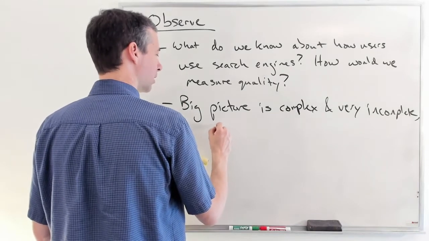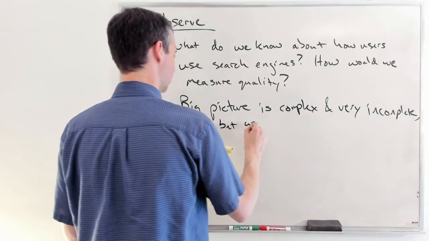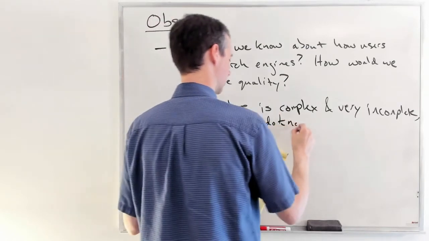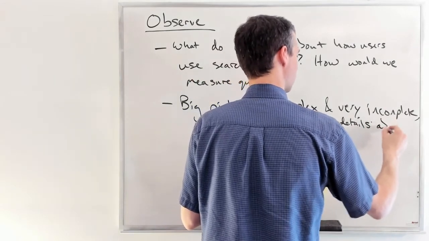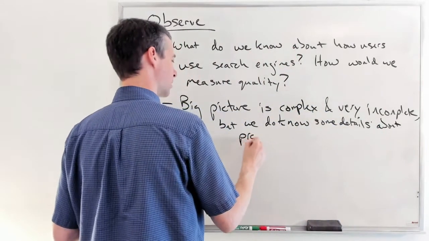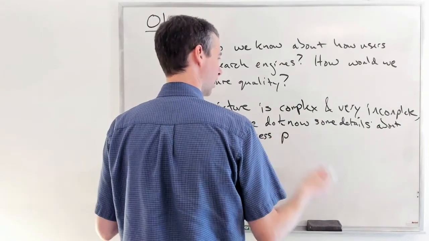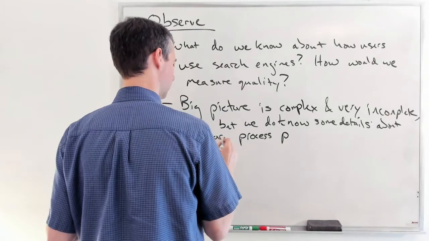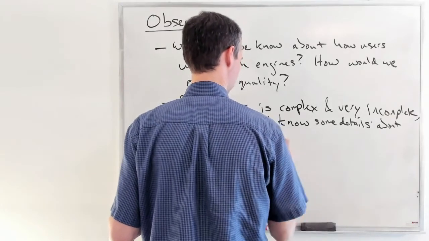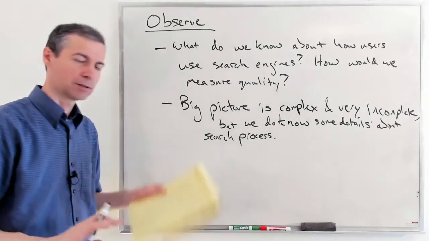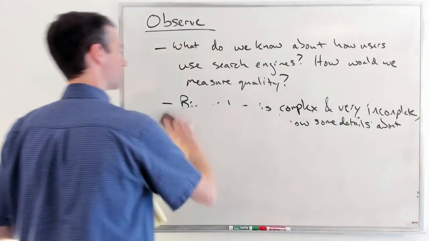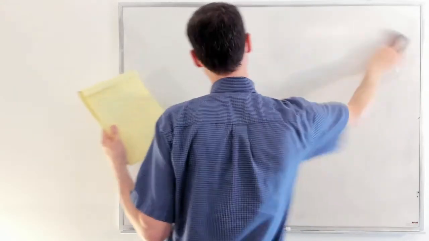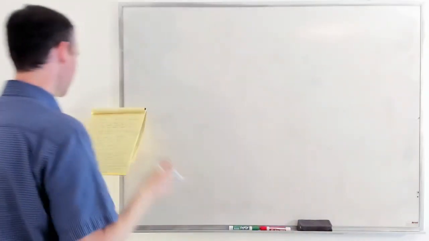I would say again, but we do know some details about the search process. And this is an ongoing thing, to study this and understand it better. All right. So let's start at the very beginning with regard to users. What are they searching for? What is the nature of these queries and information needs that they have?